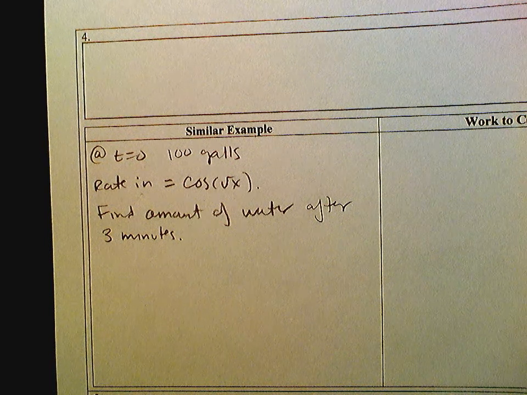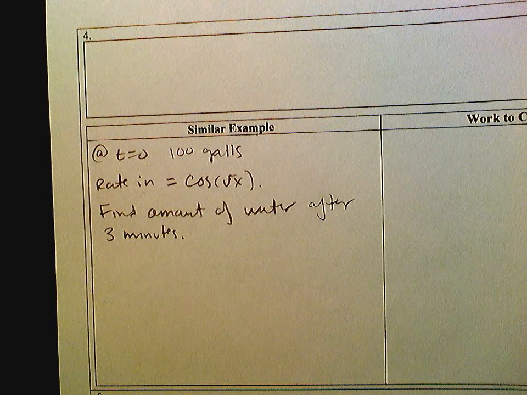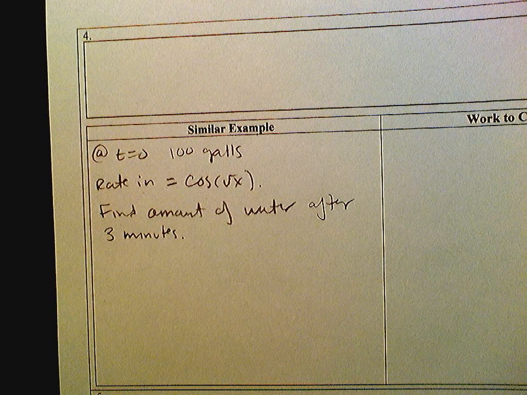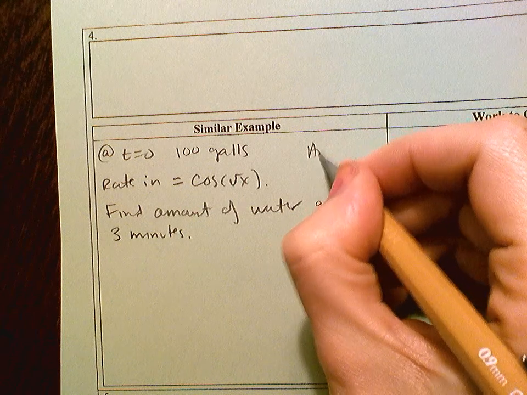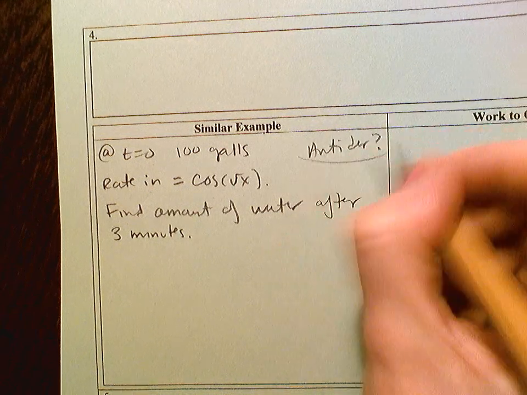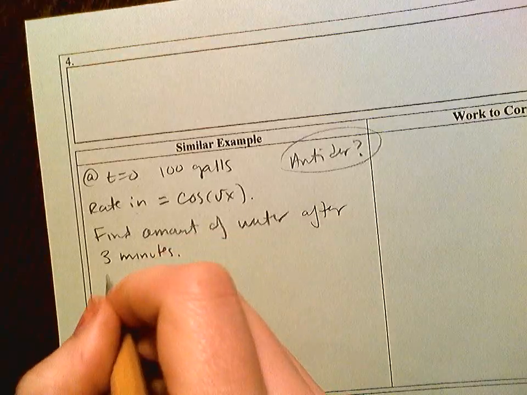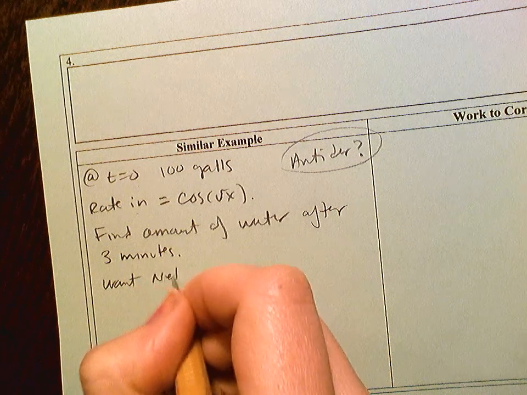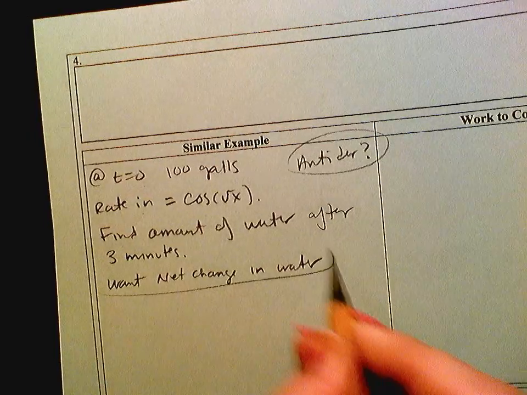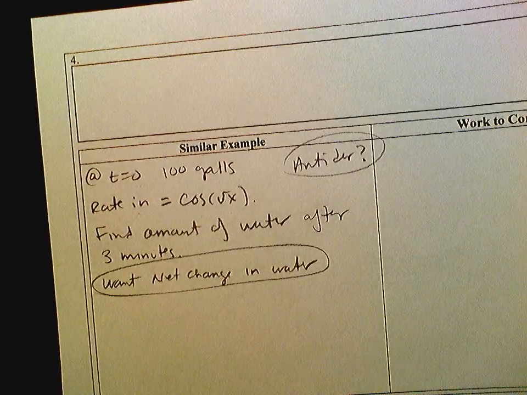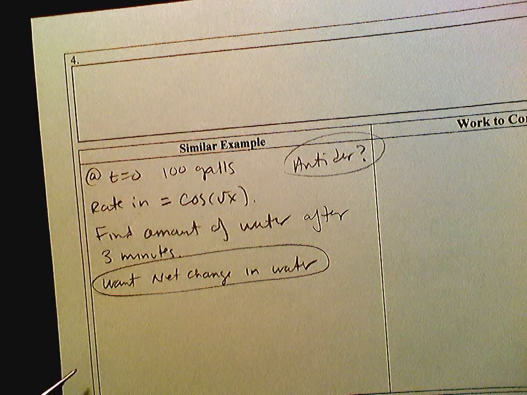Okay, so you ask yourself: limit, derivative, antiderivative? Antiderivative is the closest of those things. And really, we want the net change in water. The net change in water. That's how much the water has changed within a certain interval.